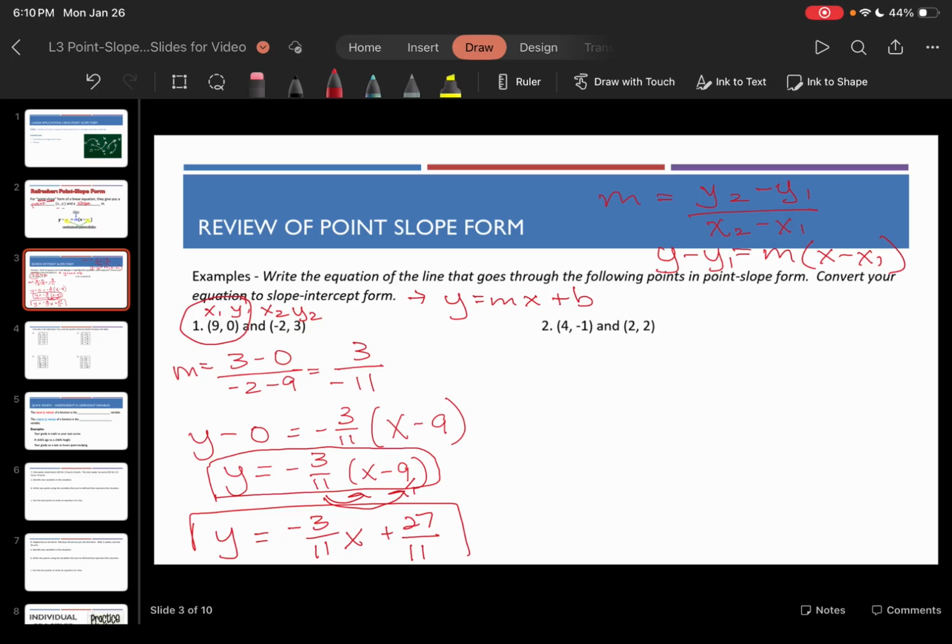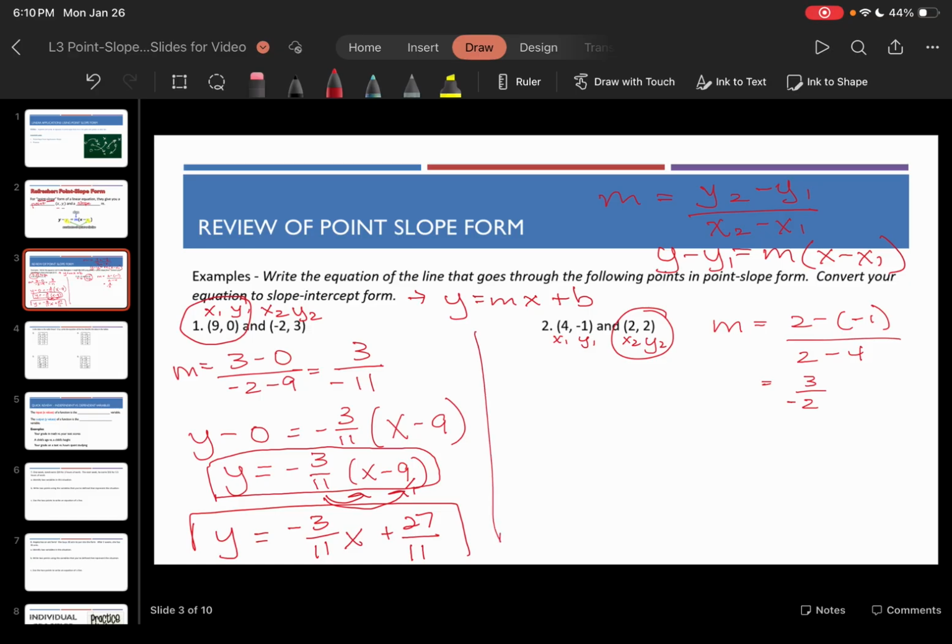All right, let's try another one. Same thing. Call this like X1, Y1, X2, Y2. We're going to find the slope first. 2 minus negative 1 all over 2 minus 4. Minus a negative becomes a positive, and this is a negative 2. So my slope is negative 3 over 2. And I can use either point. It doesn't matter. I'll use this one this time.